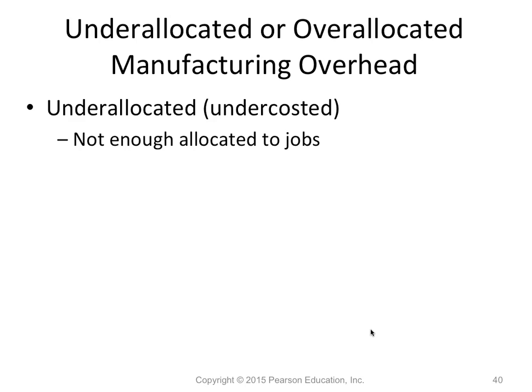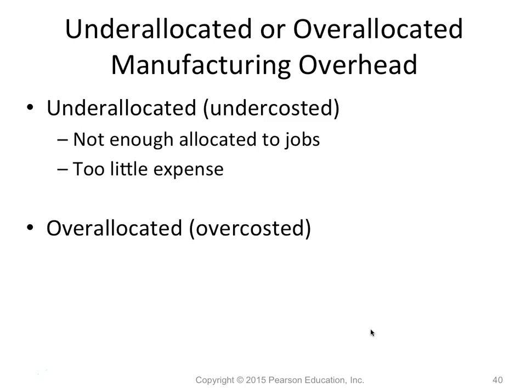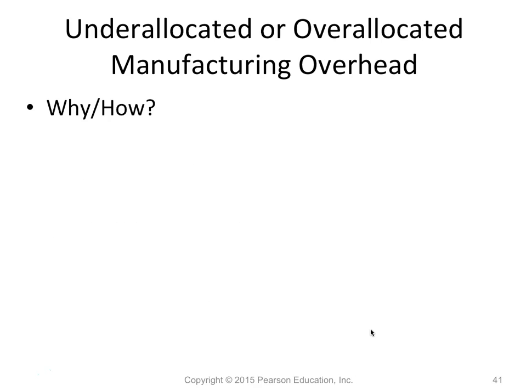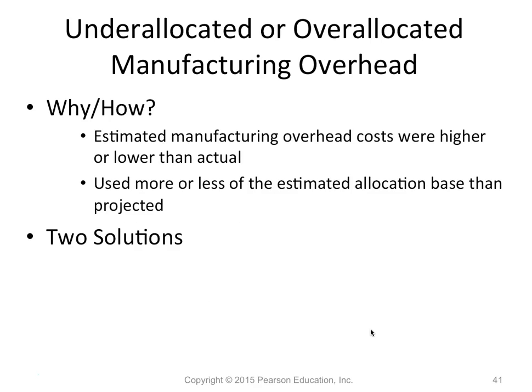So if we have under allocated or over allocated manufacturing overhead, what do we do? If it's under allocated, we do not have enough allocated to jobs, and too little expense will be recorded. If it's over allocated, then there will be too much expense. So we want to take care of this on our books. Estimated manufacturing overhead costs were higher or lower than actual, or we used more or less of the estimated allocation base than projected.